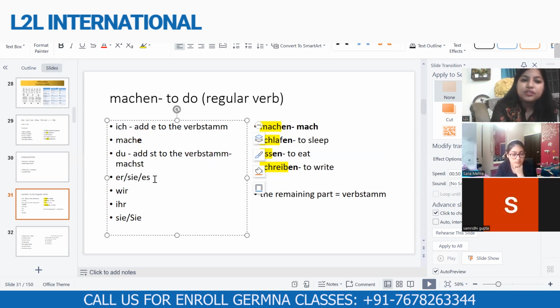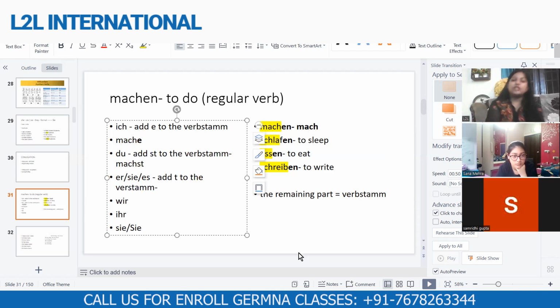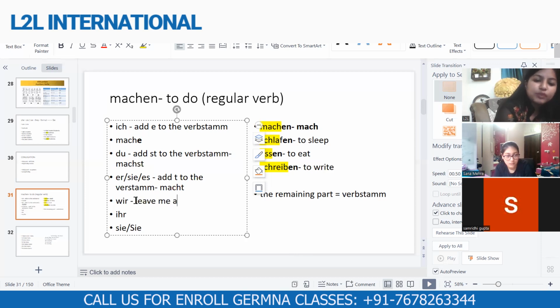With er, sie, es, the rule says, add t to the verb stem. In order to conjugate the verb, add t to the verb stem. Samriti, could you tell me what the conjugation will become? Macht. Very good. With wir, the rule says, leave me alone. That means do not do anything with me. Let me be myself. So it doesn't change. It remains the same: machen. No change at all.